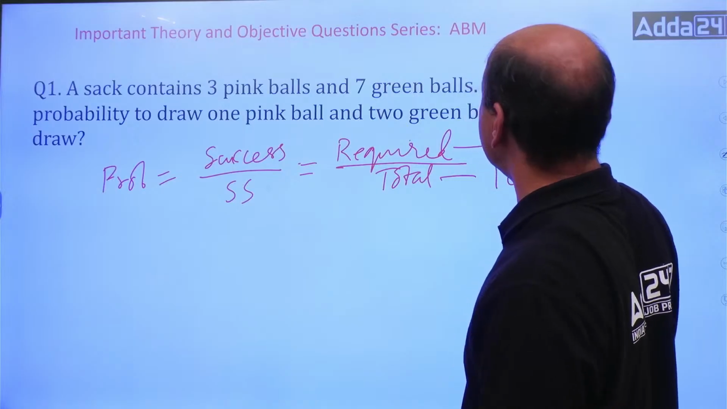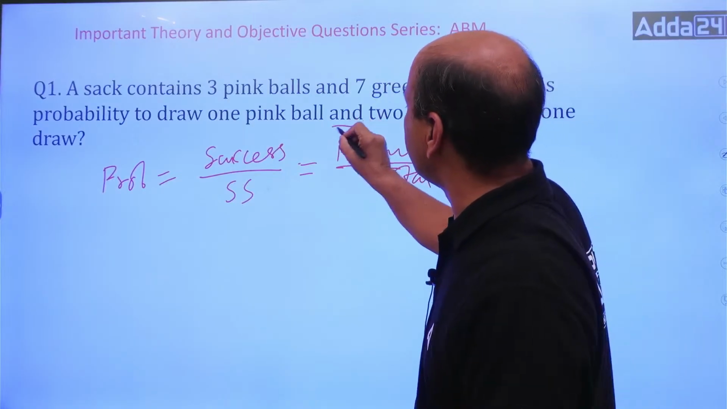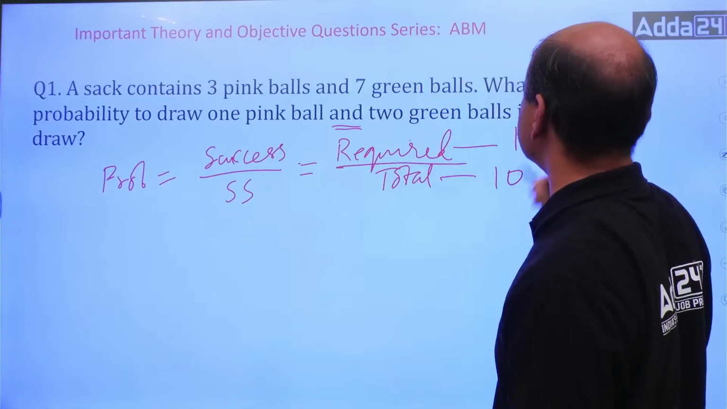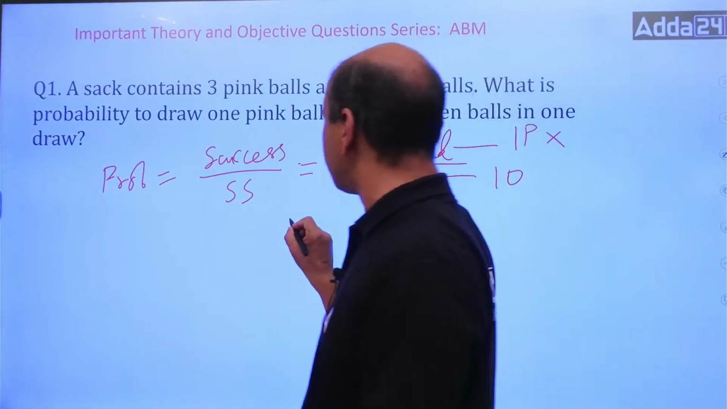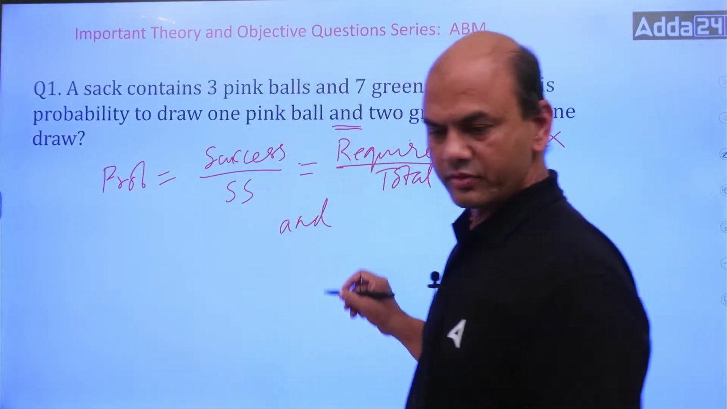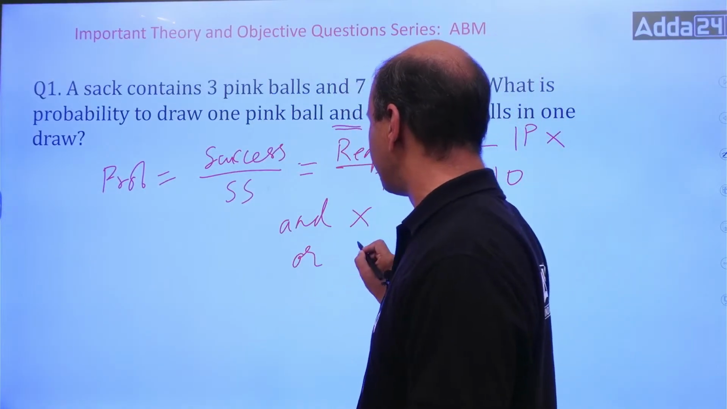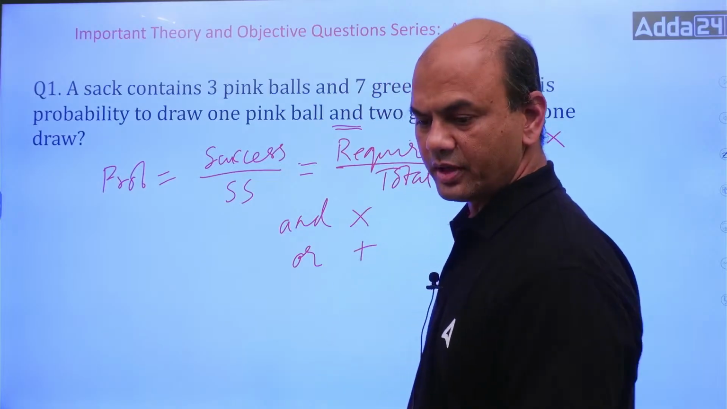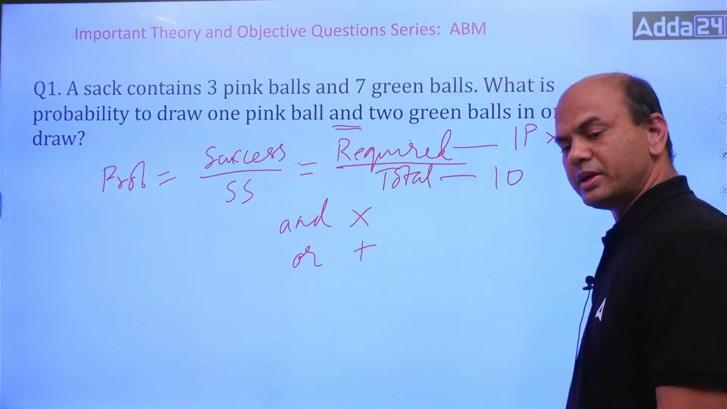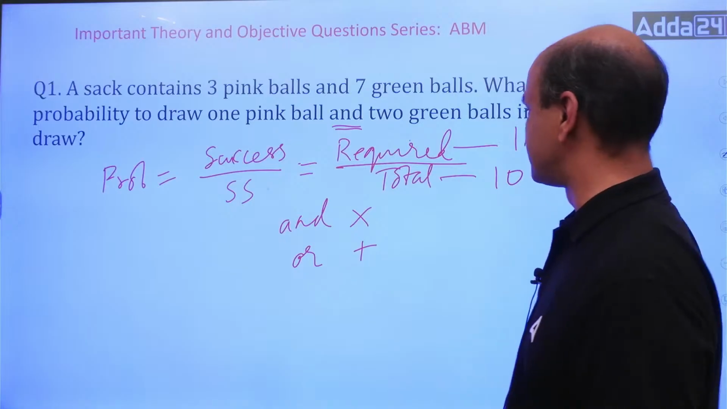1 pink, and it is "and". And means what? Always remember it's multiplication. Whenever you have "and", it's multiply. Whenever you have "or", it's plus. Okay? Whenever you have "and", it's multiply. Whenever you have "or", it's plus.